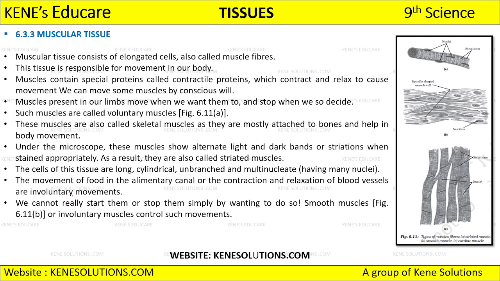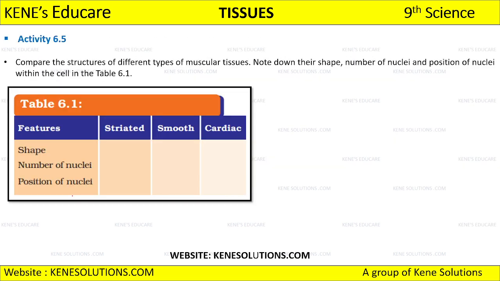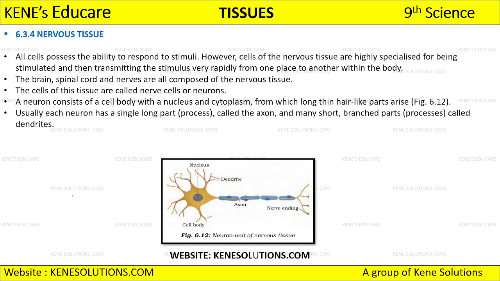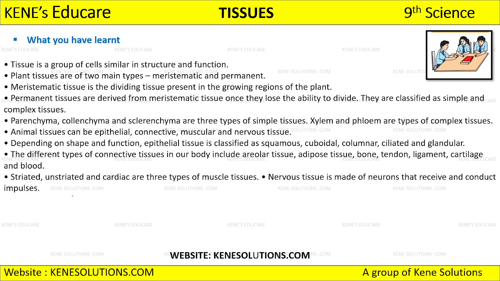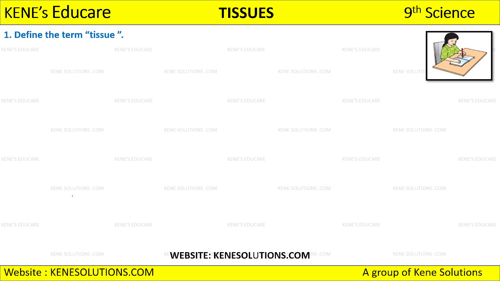We'll discuss muscular tissue in detail. Then we'll discuss this activity 6.5, where we'll be discussing the different types of muscular tissues that we have. And after that, the last type of tissue that we need to discuss is nervous tissue. Then we will have a summary discussion of whatever we have discussed till now in the lesson, in short. After having this summary discussion, we have 15 exercise questions to discuss.